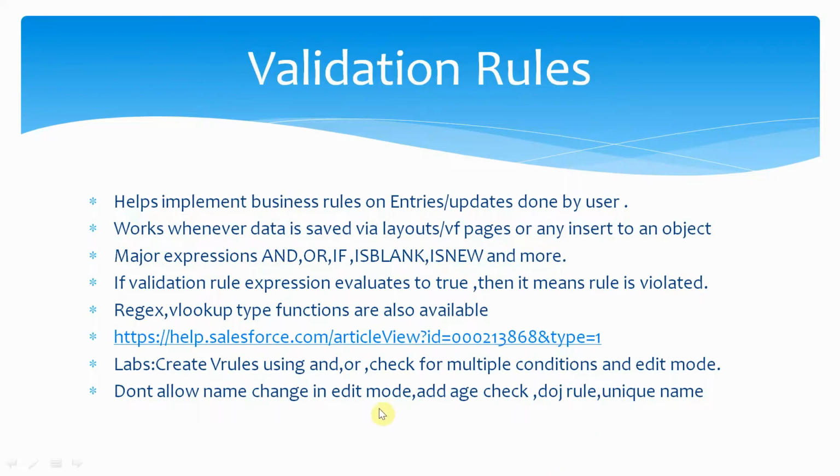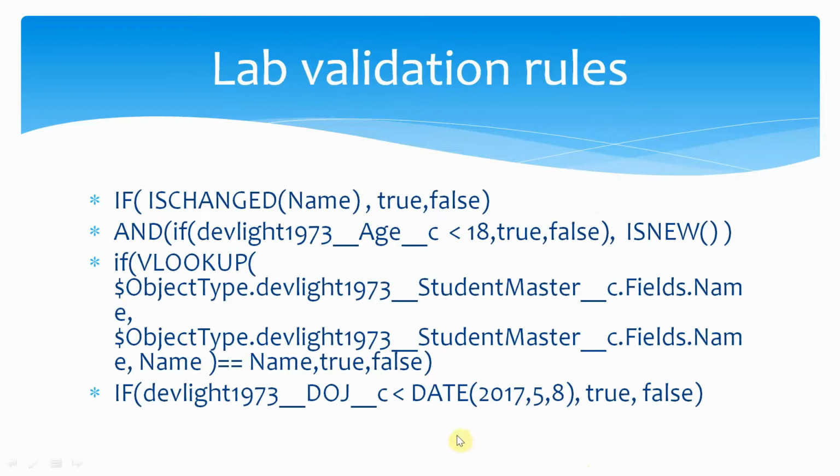We'll create a validation rule for single and multiple conditions and look at some more examples, like, say, let's not allow name change in edit mode. When a record is added, we don't want the name to change, or we can add an age check, we can add the date of joining check, or check for unique name. So let's look at these expressions here.